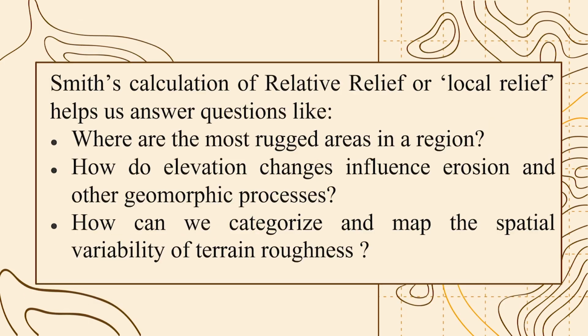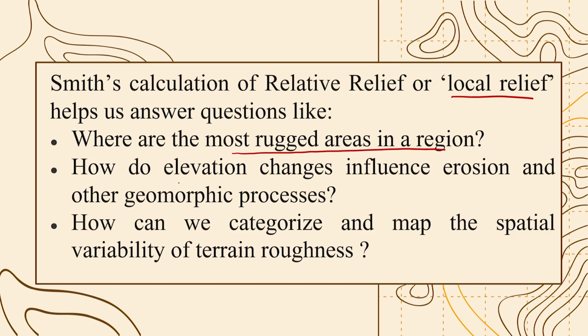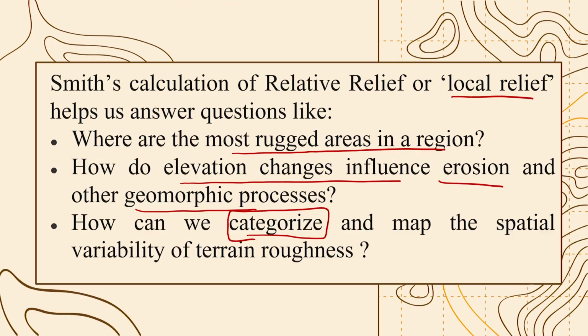The next is, when using Smith's calculation of relative relief, which you can also call local relief, it helps us answer a lot of questions such as why most of the rugged areas are there in a particular region, what is the reason behind that area being very rugged, how do elevation changes influence the erosion and other geomorphic processes, and how can we categorize and group and represent it in the form of a map. So, these are some of the important questions that we are able to answer once we are manually doing the Smith's calculation.